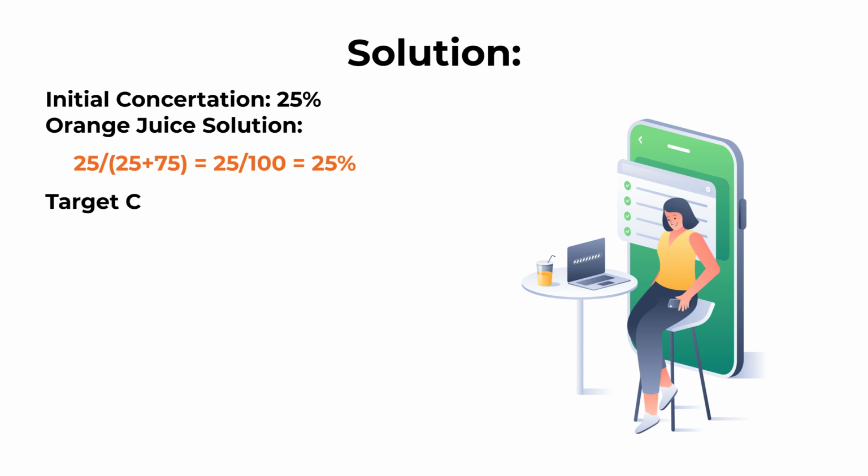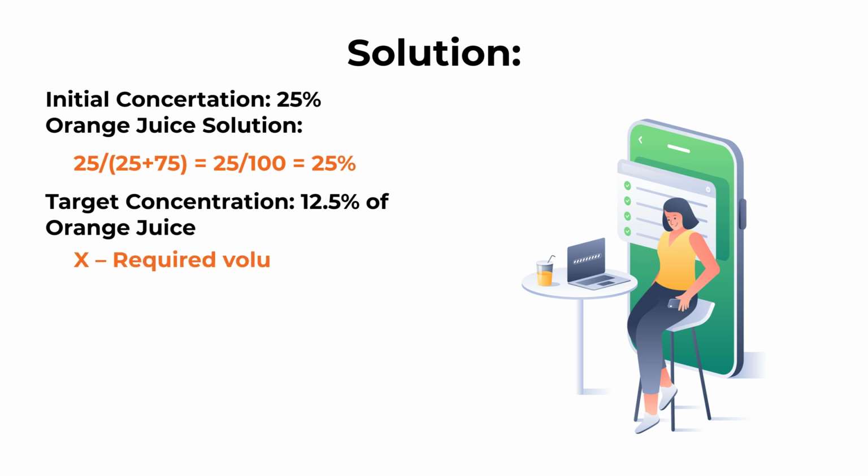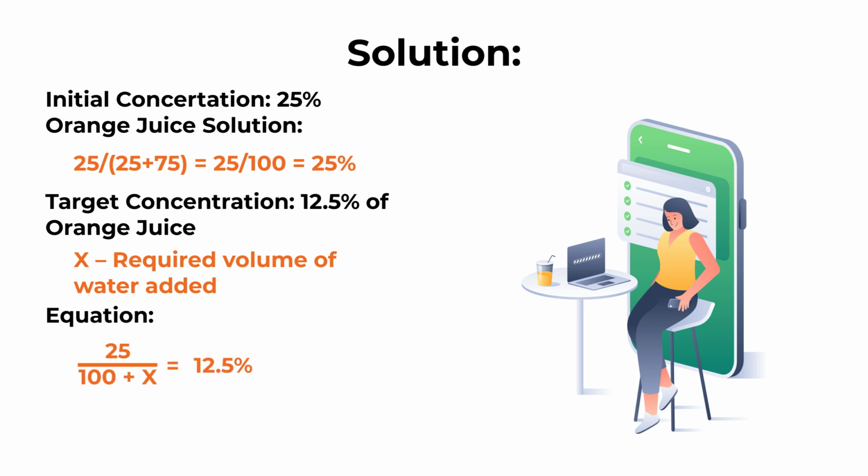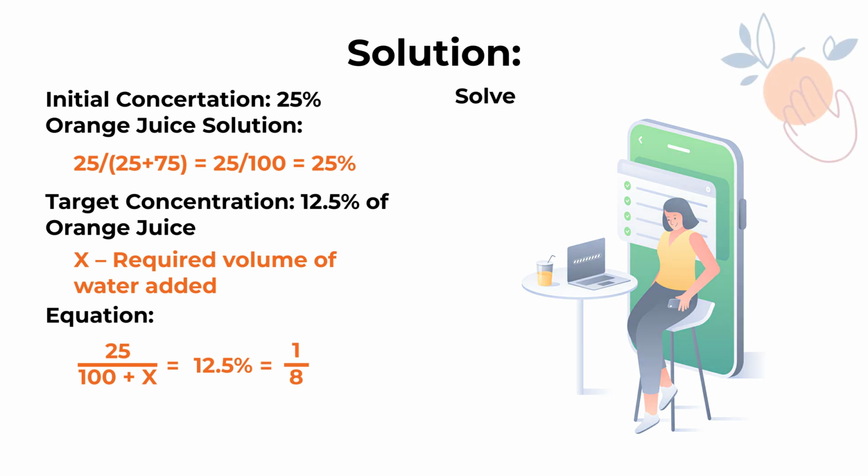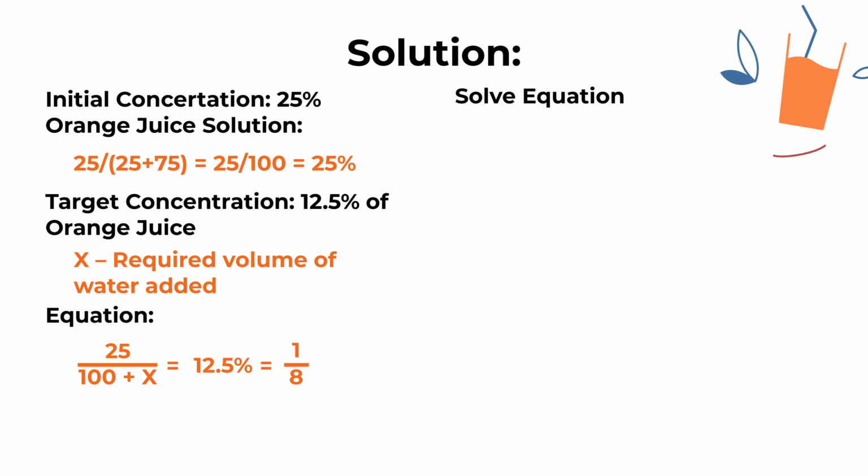Our target concentration will be 12.5% orange juice, which means that we need to calculate X, which represents the required volume of water to be added. So our equation would be 25 divided by 100 plus X, which would equal 12.5%, and 12.5% equals 1/8. Let's solve this equation by simplifying it.